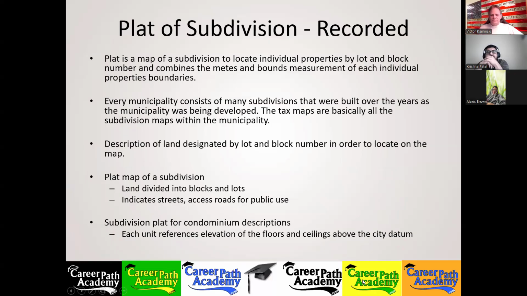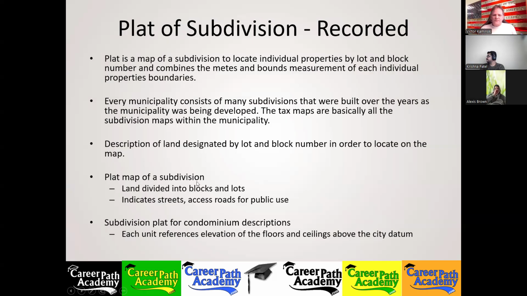So, a plat is a map of a subdivision to locate the individual properties by lot and block number, and combines the metes and bounds measurement to give you the measurement of each individual lot. Every municipality consists of many different subdivisions that were built over the years as the municipalities were being developed. The tax maps are basically all the subdivision maps linked together. So, a description of the land designated by lot and block number in order to locate it on the map.